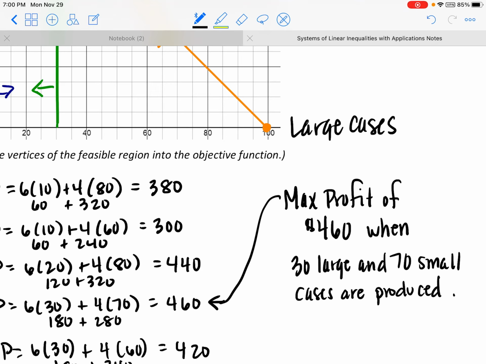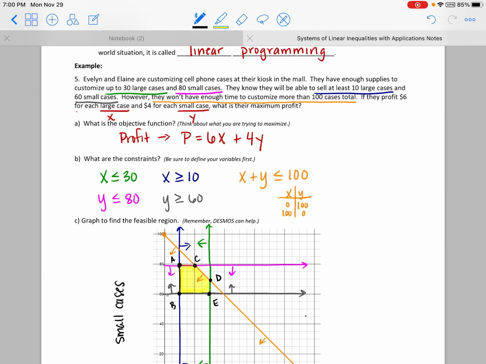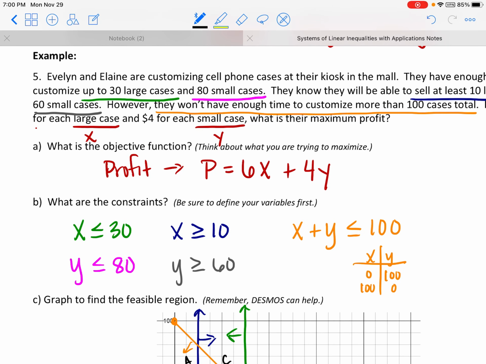Okay? So you're graphing, which Desmos could do for you. You're finding the vertices, which Desmos could do for you. And then you're plugging those vertices into your objective function to find your max, or there will be some cases where you're looking for a min, but it would be the same process, just look for the lowest. The hard part's up here. Okay, make sure when you're writing your objective function that it is for the item in the problem that you are trying to maximize or minimize. So again, here it said what is the maximum profit. That told me that my objective function had to be written for that profit.